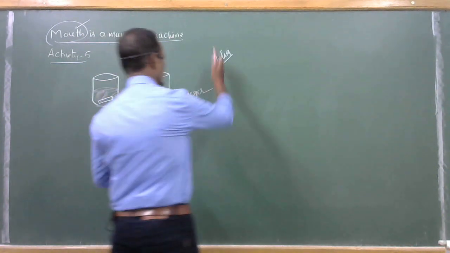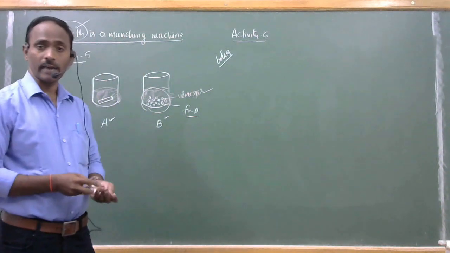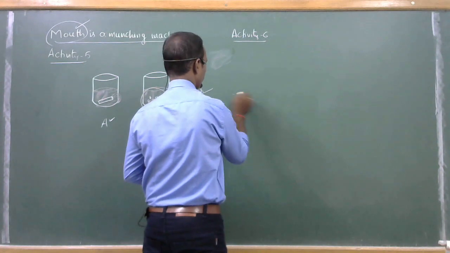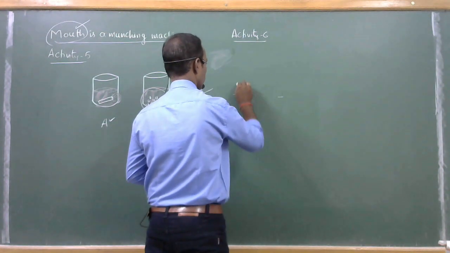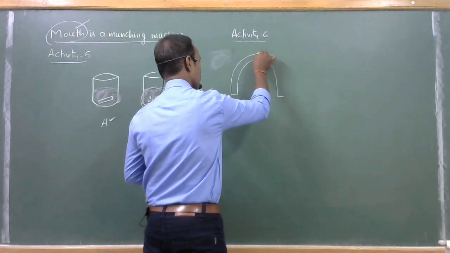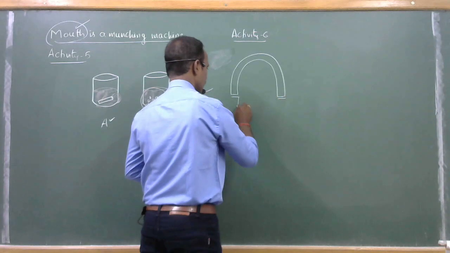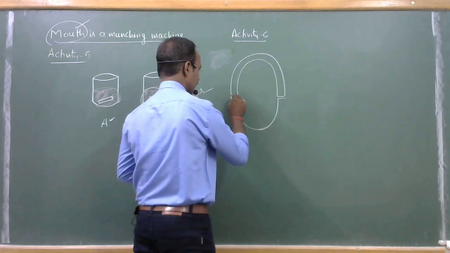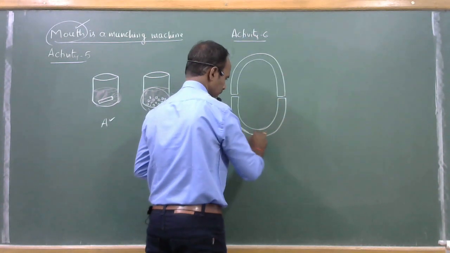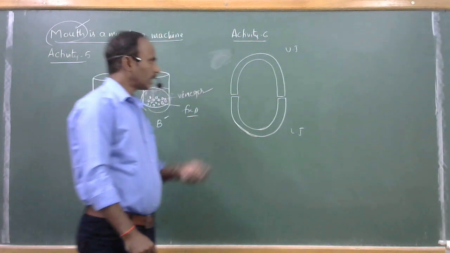In activity 6, what kind of arrangements are present in the mouth cavity or buccal cavity? Listen clearly and observe the diagram. Our buccal cavity or mouth cavity has two jaws. The upper one is called the upper jaw and the lower one is the lower jaw. Both the upper and lower jaw combine together to form the mouth cavity or oral cavity. This is the upper jaw and this is the lower jaw.